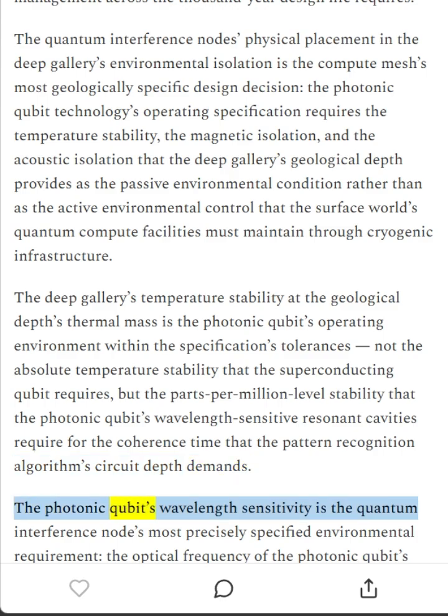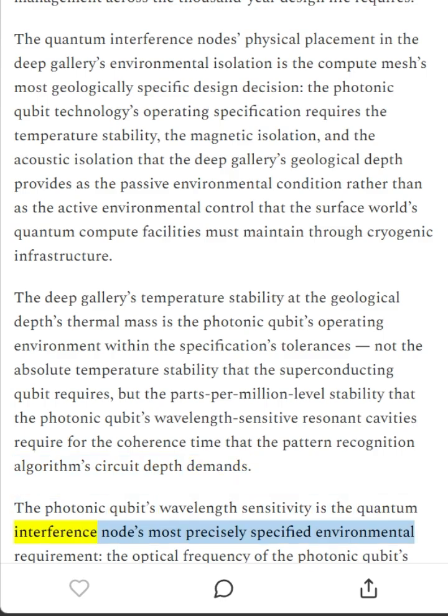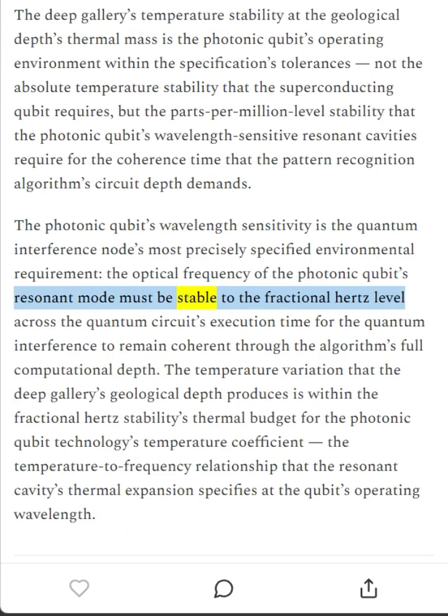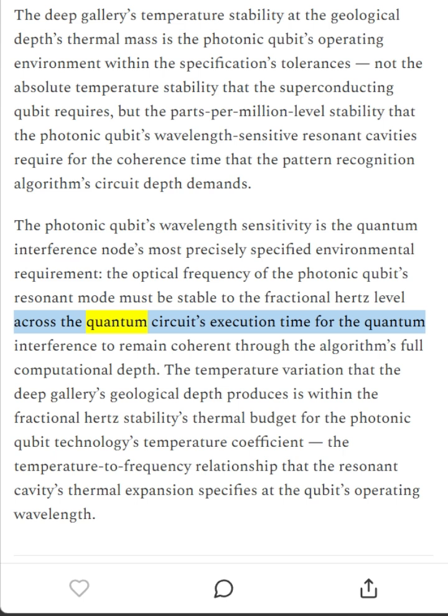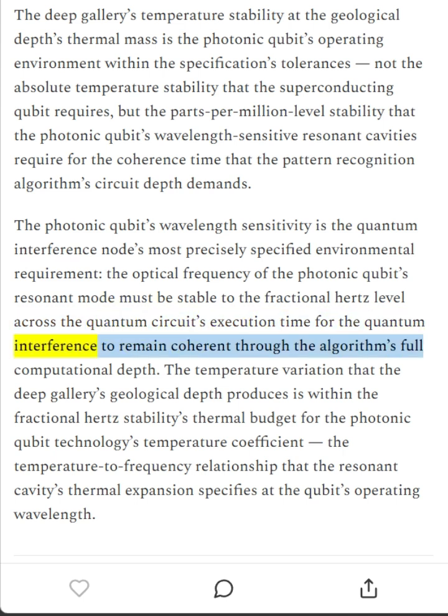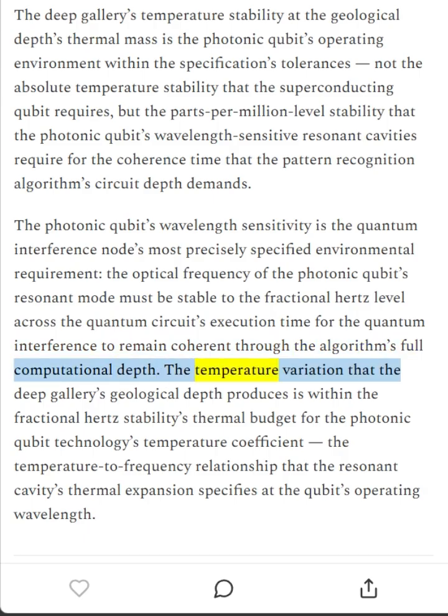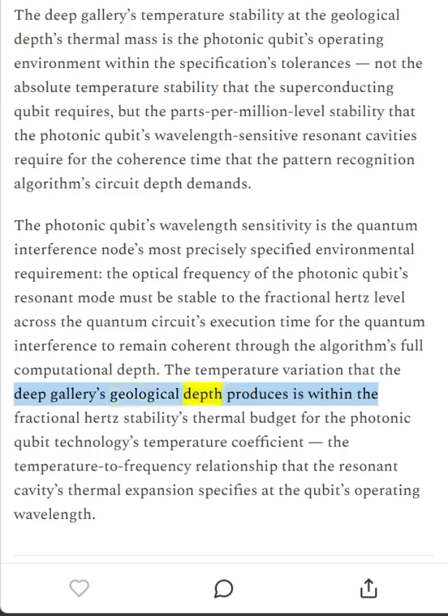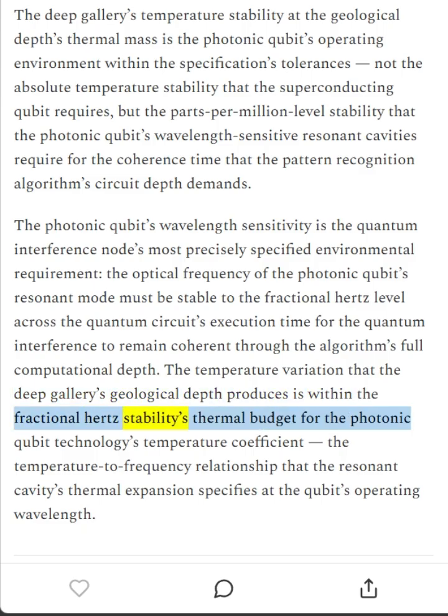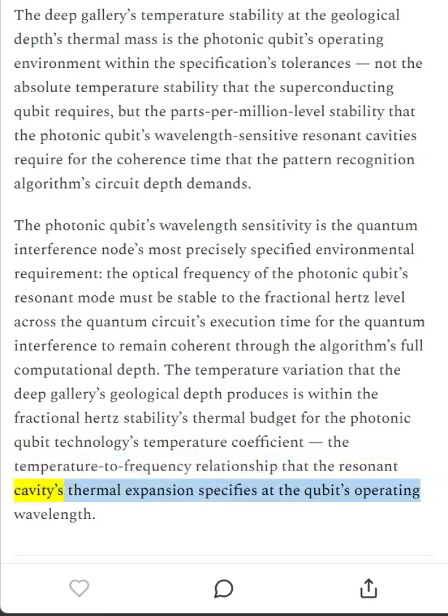The photonic qubit's wavelength sensitivity is the quantum interference node's most precisely specified environmental requirement. The optical frequency of the photonic qubit's resonant mode must be stable to the fractional hertz level across the quantum circuit's execution time for the quantum interference to remain coherent through the algorithm's full computational depth. The temperature variation that the deep gallery's geological depth produces is within the fractional hertz stability's thermal budget for the photonic qubit technology's temperature coefficient, the temperature-to-frequency relationship that the resonant cavity's thermal expansion specifies at the qubit's operating wavelength.